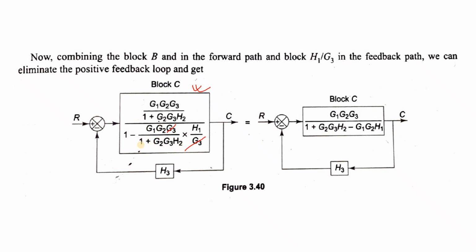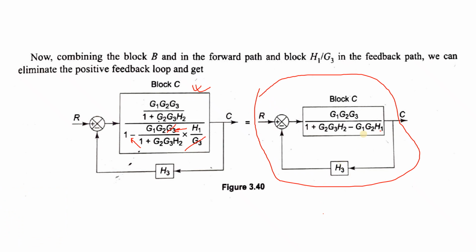G3 will get cancelled, and the denominator will be taken as common. Okay, we will simplify, because if I multiply with this, it becomes 1 minus G2 G3 H2 plus 1 minus G2 G3 H2, 1 plus G2 G3 H2 minus G1 G2 H1, because H1 is getting multiplied with this one. And the numerator will be G1 G2 G3, and then these two will get divided, and we will get this particular transfer function C.